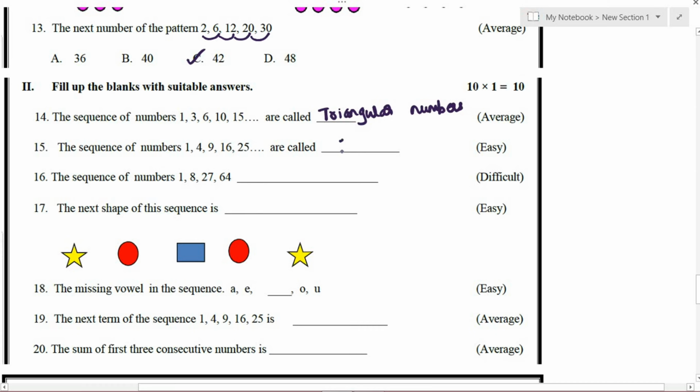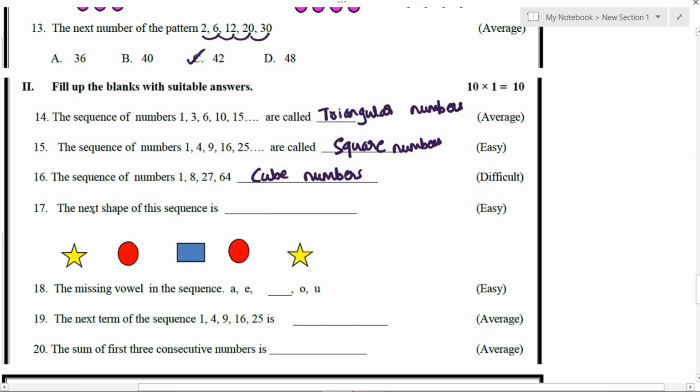The next sequence: these are the square numbers: 1 square, 2 square, 3 square, 4 square, 5 square. We call them square numbers. 1 cube, 2 cube, 3 cube, 4 cube. We call them cube numbers.